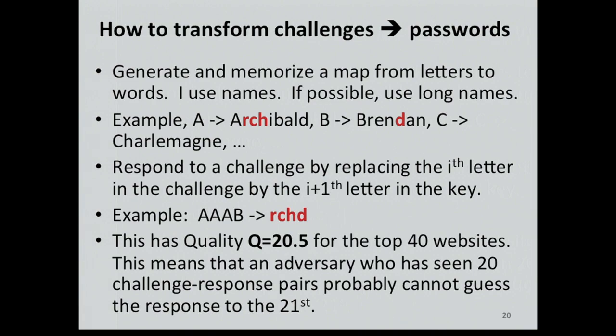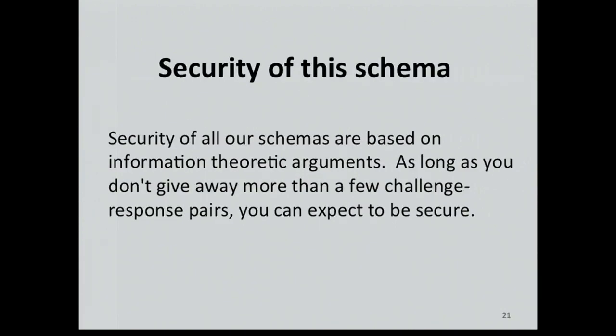This is the best, by the way, the highest quality that we've been able to get. So, security of the schema. Security of all the schemas are based on information theoretic arguments. So as long as you don't give away more than a few challenge response pairs, you can expect to be secure. What if there's some statistical thing, like people choose Charlie for C a lot? Yeah. So that's why it's really important for you to start off with taking four words that begin with C, and then picking at random one of them.